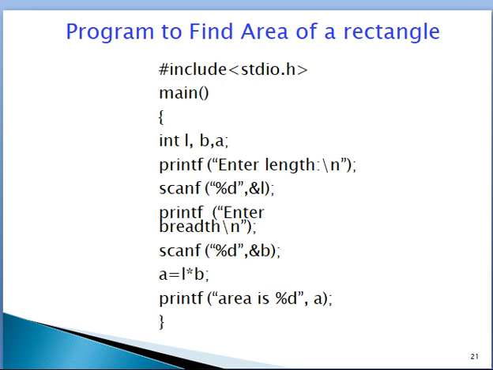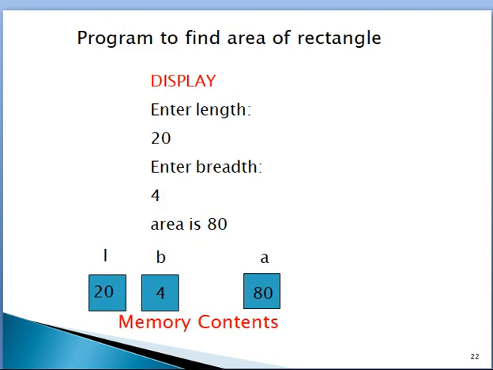We will see it as a pictorial. The output screen looks like that. First it executes the program, then it asks enter the length. If you enter 20, again it asks enter the breadth. If you enter 4, after entering the 4, it reads the value of the breadth and calculates the area of that rectangle. 20 is multiplied with 4 and the resultant area value 80 is displayed.